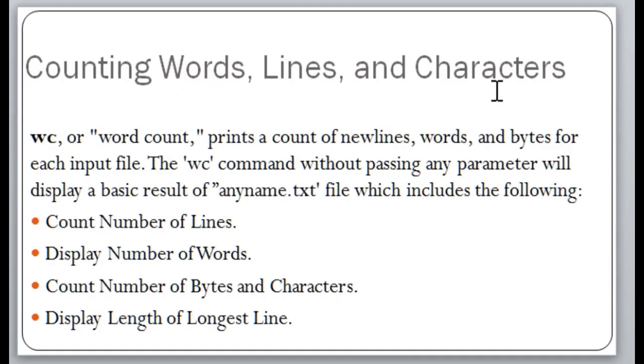We also have counting words, lines, and characters, so wc or word count prints a count of new lines, words, and bytes for each input file. The wc command, without passing any parameter, will display a basic result of any name.txt file, which includes the following. It will give you the number of lines, the number of words, the number of bytes and characters, and the display length of the longest line.